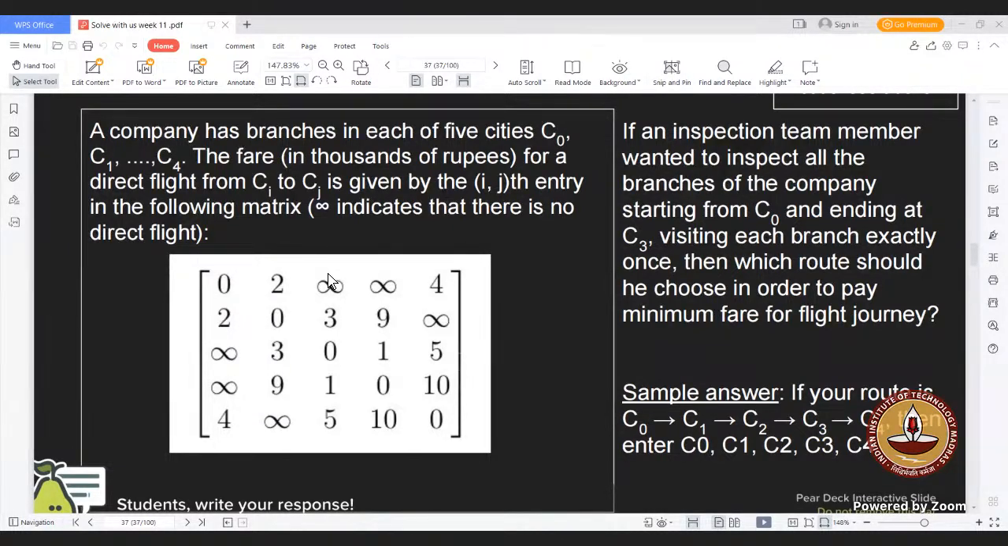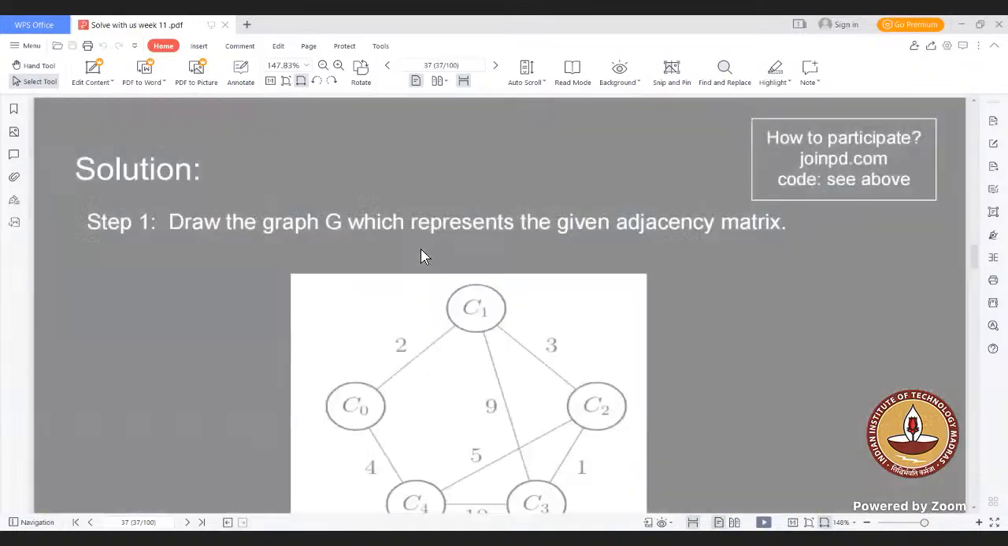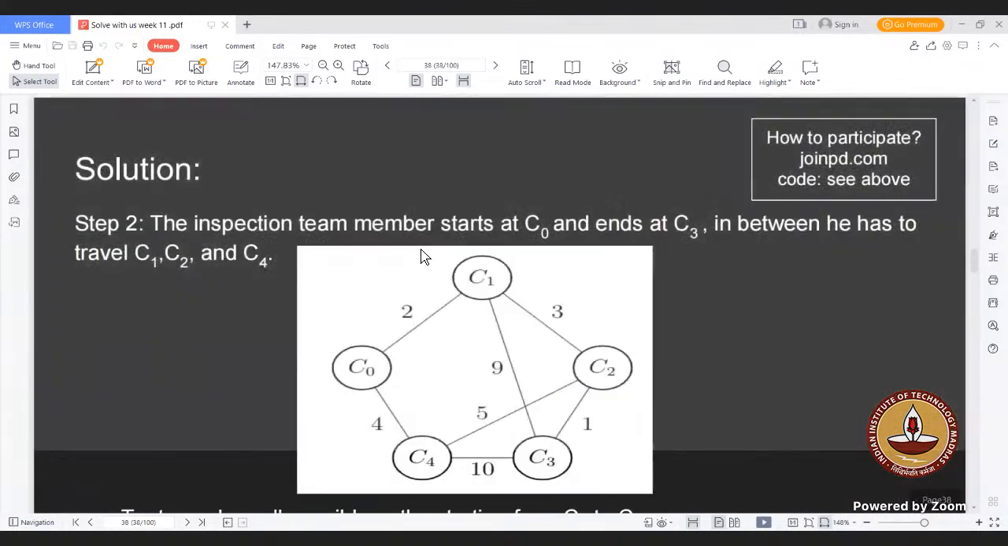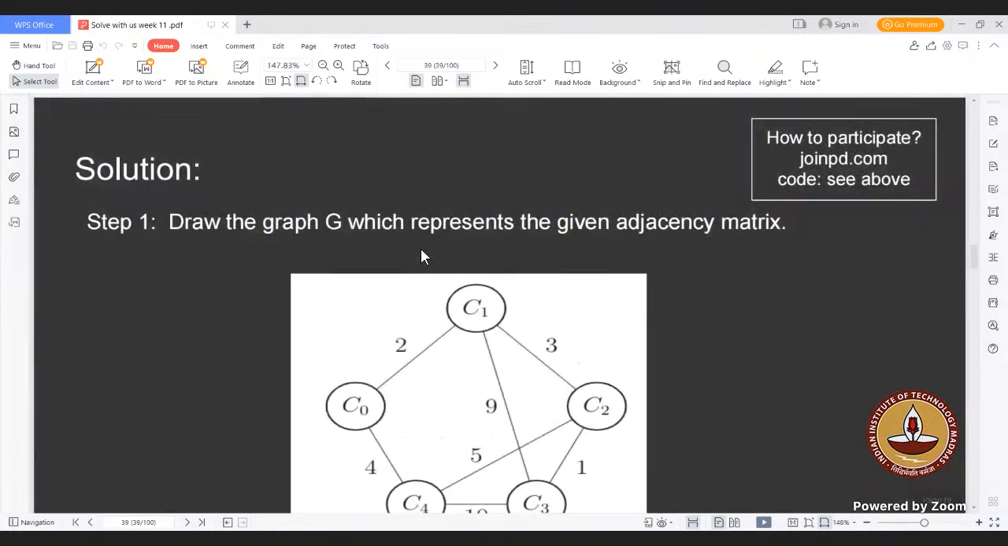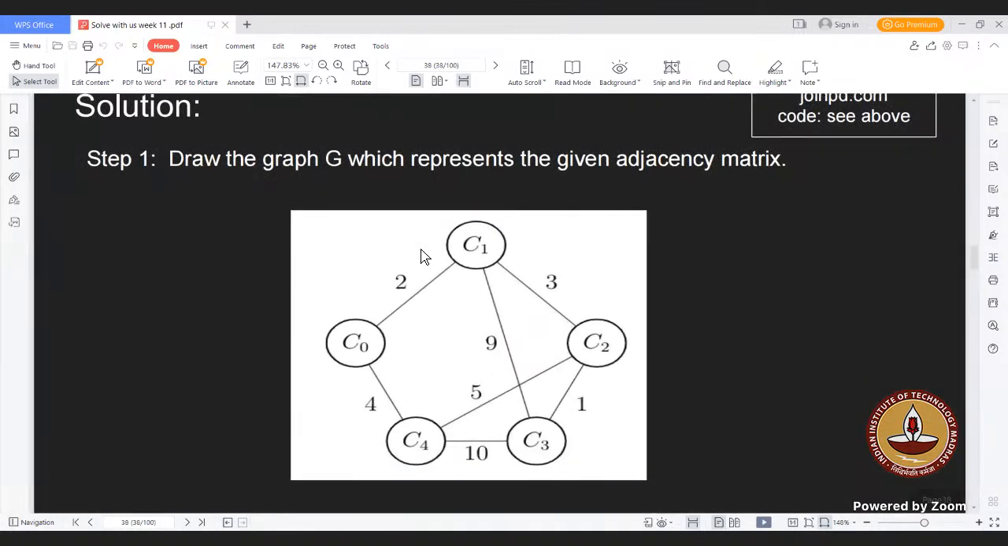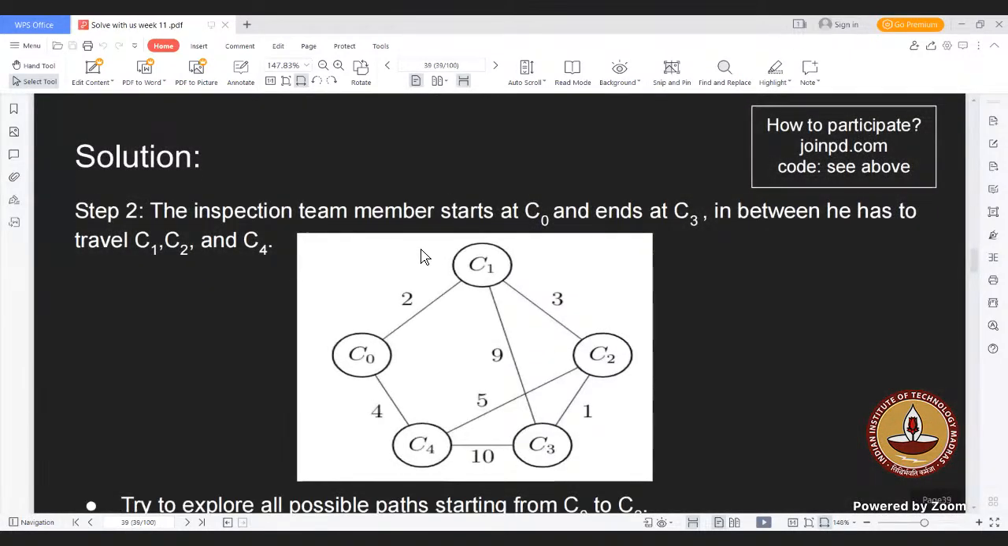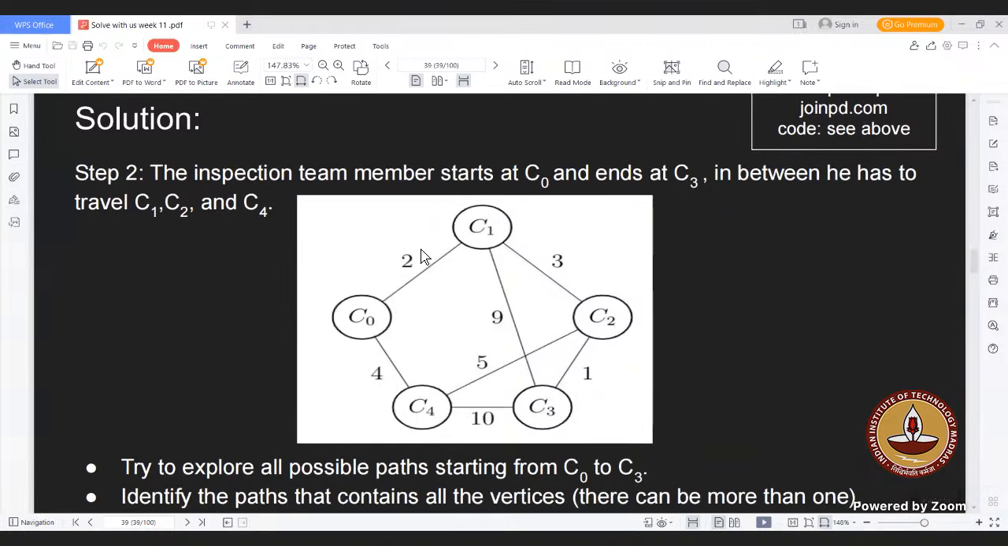So can we discuss the solution now? Since we have the same graph, there is not much work here. So this is the graph now. We have drawn the graph and it is the same as the previous question. The inspection team member starts from C0 and ends at C3. In between, he has to travel C1, C2, C4.